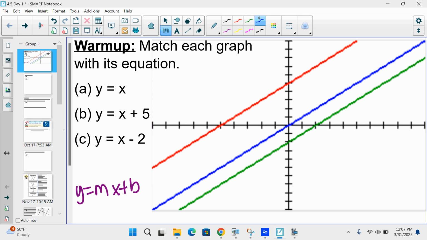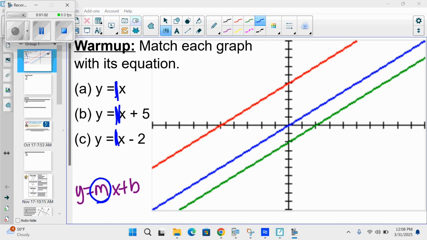Anybody know? That's like me asking you, what's the number in front of the x, right? Because remember, m stands for slope. So what number do you think is in front of the x in each of our equations if we don't see a number? Kale? Yes. Let's put that in there. So thinking about the slope doesn't really help us too much because they all have the same slope. So what we're going to have to do is look at the y-intercepts now.